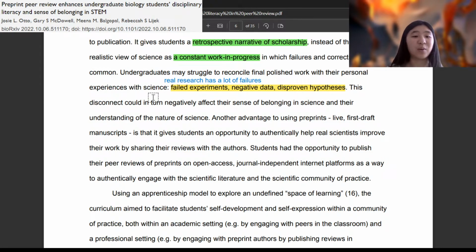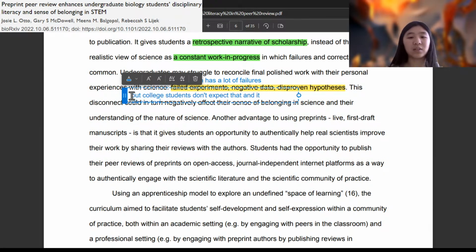But you don't expect that, and so then that discourages you. Don't expect that, and it discourages them.